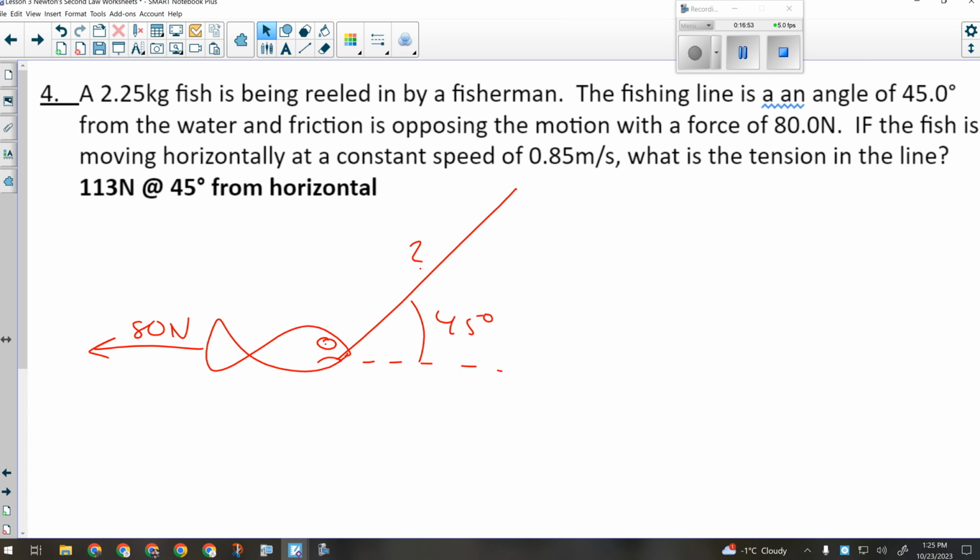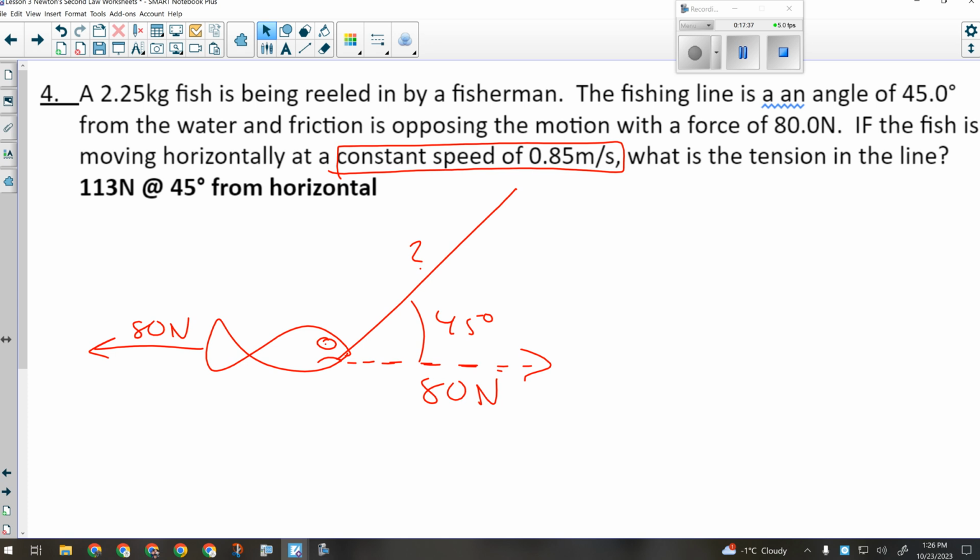What are the key words in this question? What's the net force in this question? Okay, so how much of the tension in this line is straight forwards? 80. If the fish is moving horizontally, then it's not moving vertically at all. That means that that part of the tension in the line is 80 newtons because it's moving straight forwards at a constant velocity.